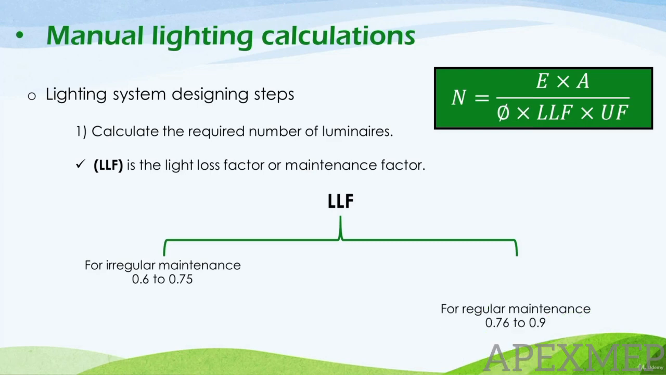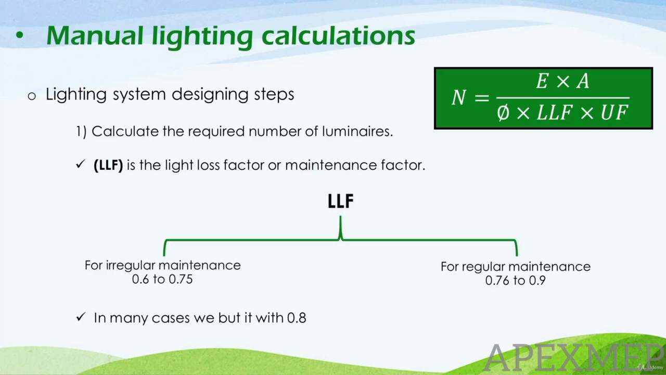While if there is a regular maintenance of the luminaire, we will set LLF with a value that ranges from 0.7 till 0.9. But you can ask now, how can we set LLF in case we don't know how the future maintenance will be? So we don't know if the future maintenance is a regular maintenance or an irregular maintenance. Here, in that case we will put LLF at 0.8, that is a middle or approximate value. So LLF is used practically as 0.8 in the case of unknown maintenance.